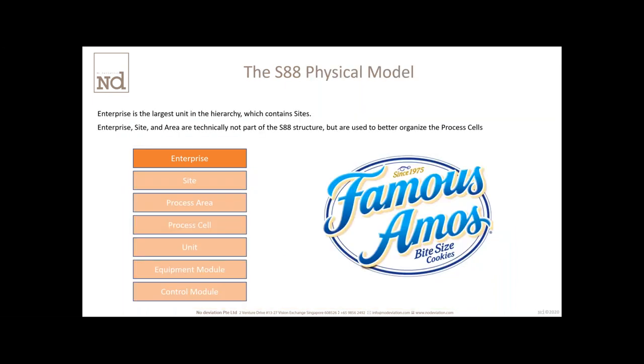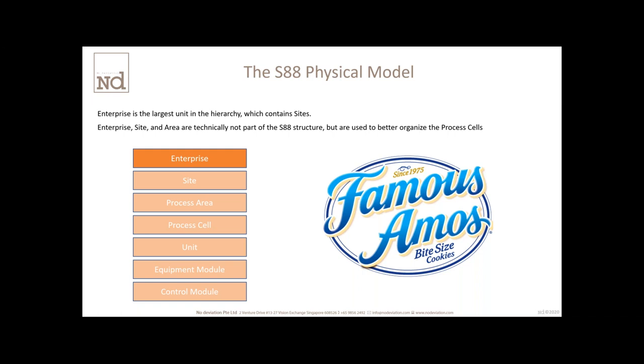So I mentioned cookies. And this is how we get into the part about cookies and how it relates to S88. So in the S88 physical model, the top 3 units in the hierarchy, enterprise, site, and process area, are actually technically not part of S88 and its definition of interactions. S88 starts at the process cell level, but to be honest, it doesn't make a whole lot of sense just to have a bunch of process cells lying about without some level of organization. It's like leaving your files all over the desktop.